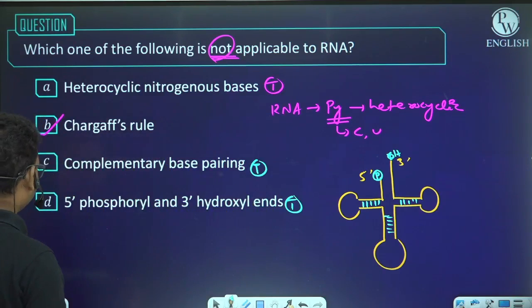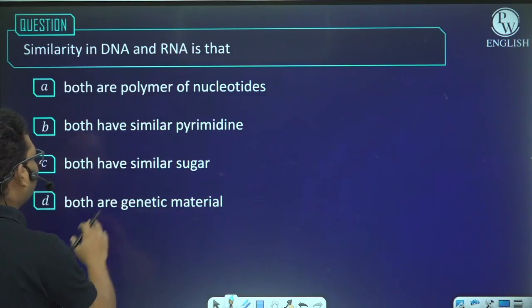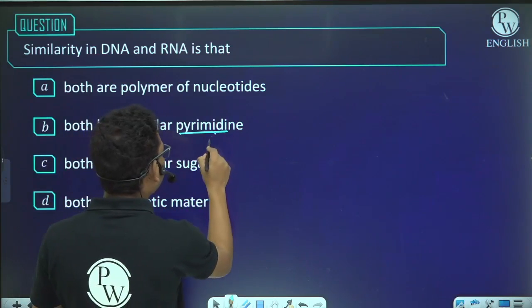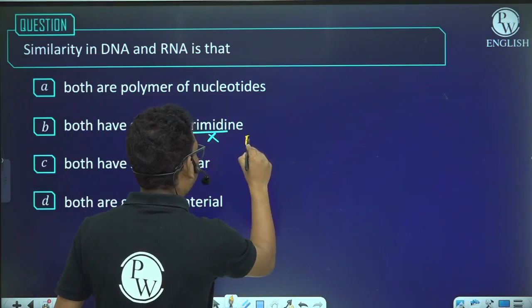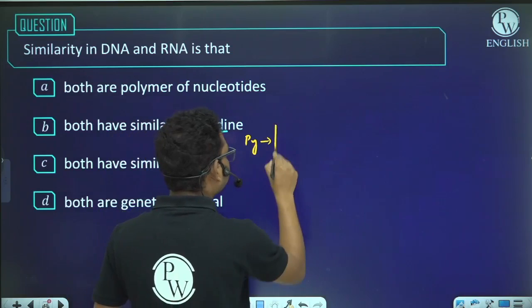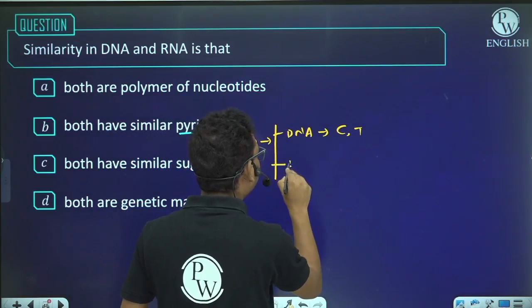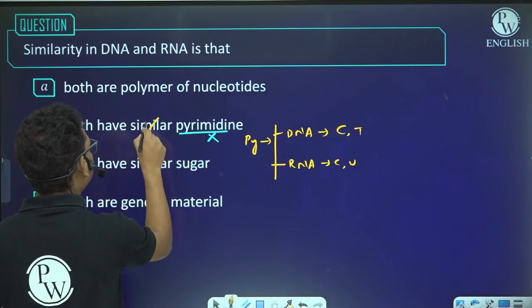Okay, next. Similarity in DNA and RNA is that both are polymers of nucleotides, both have similar pyrimidine, both have similar sugar, both are genetic material. Both are polymers of nucleotides, yes. Both have similar pyrimidine? No, this is incorrect. Why? Because the pyrimidines in DNA are cytosine and thymine, and the pyrimidines in RNA are cytosine and uracil. So they are not similar, they are different.